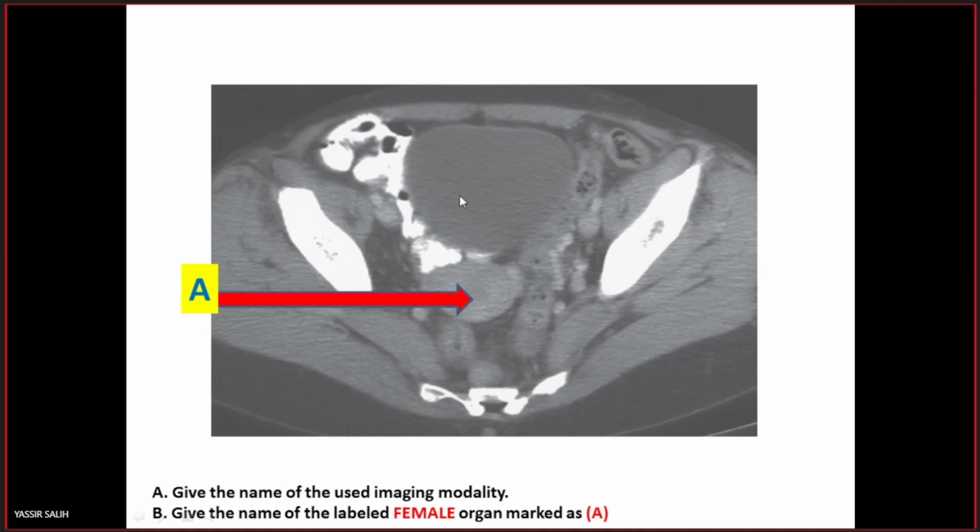What is this? Anterior. Urinary bladder. Bladder, yes, exactly. And what is this? Uterus. Yeah, uterus. So this is the uterus. Of course we will ask you about the uterus, but just for the sake of knowledge we give you other questions.